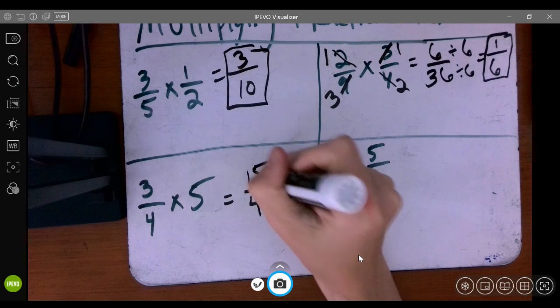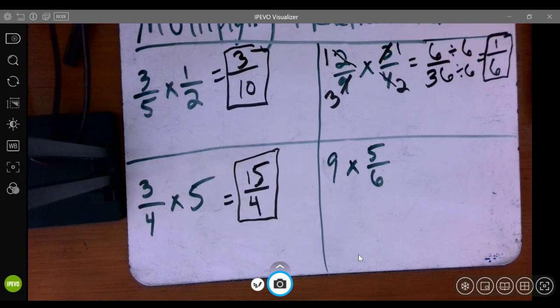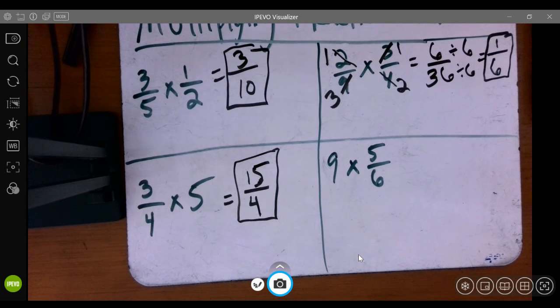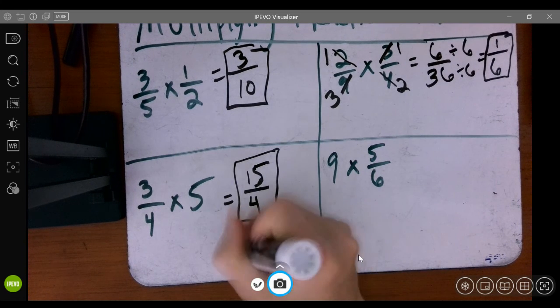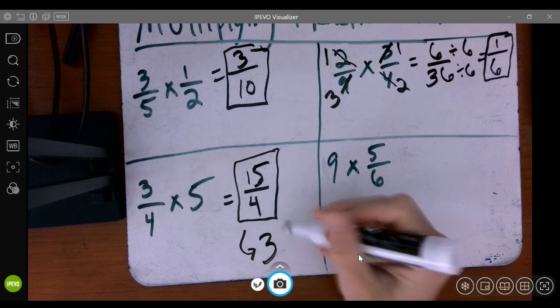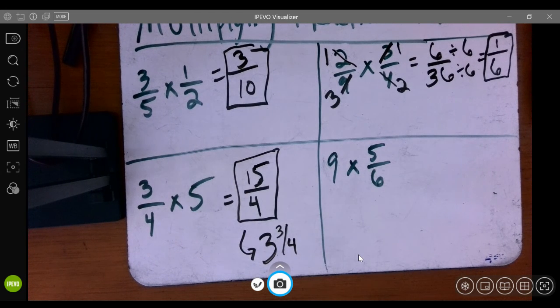You're welcome to change it into a mixed number. However, it's actually easier just to leave it as an improper fraction. And I personally prefer improper fractions. So I would know how to convert this to, let's see, 4 goes into 15 3 times with a remainder of 3. So I would know how to convert it to a mixed number if I wanted it to be a mixed number, but I actually prefer improper fractions. And you'll see improper fractions a lot more when you get to higher level math.